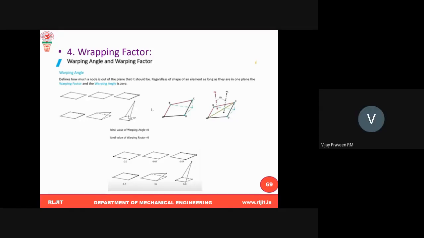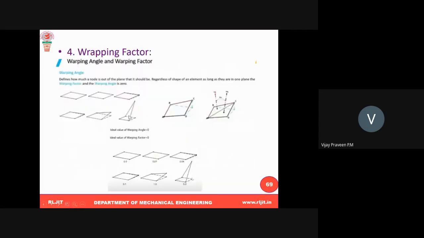So how much angle it is out of the plane? That angle you calculate like this. Here the figure shows theta, and that angle is known as the warping angle. Usually for the ideal case, the warping angle as well as the warping factor should be 0. You can see in this figure, when it is exactly on the plane, the warping factor is 0. When it comes up somewhat, then 0.01, here 0.04, 0.11. When it completely comes upward, out of the plane completely, then the warping factor becomes 5. This is not acceptable.